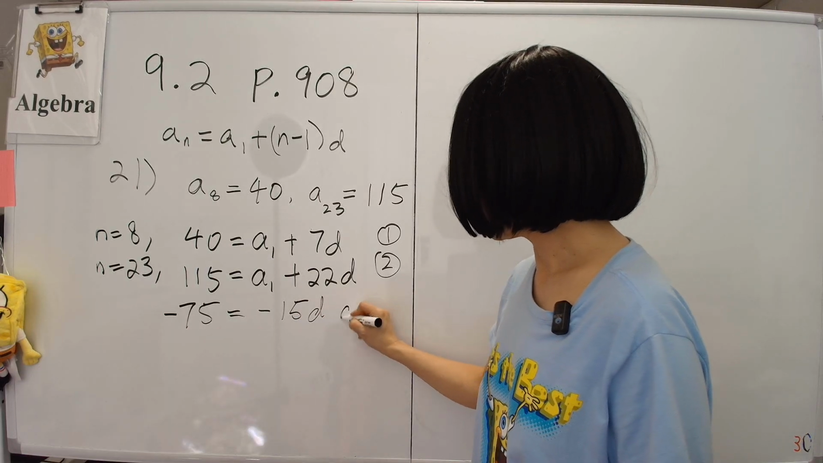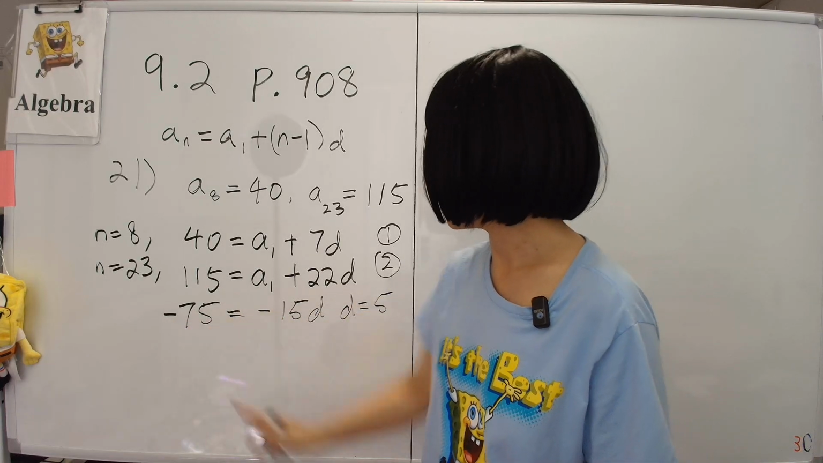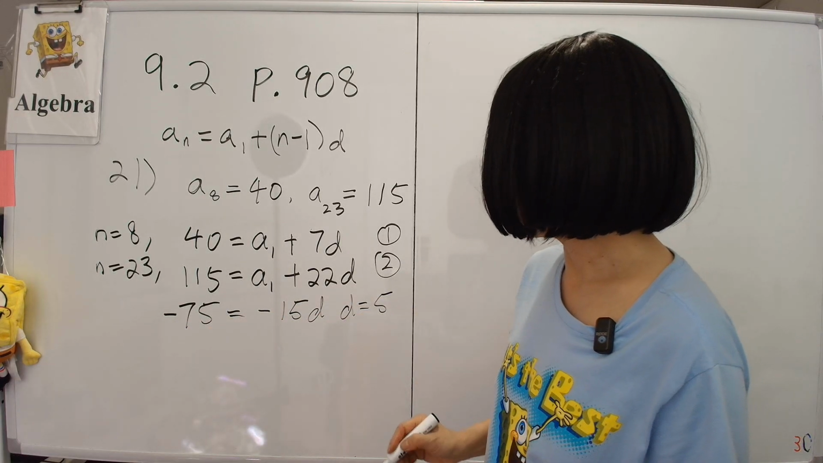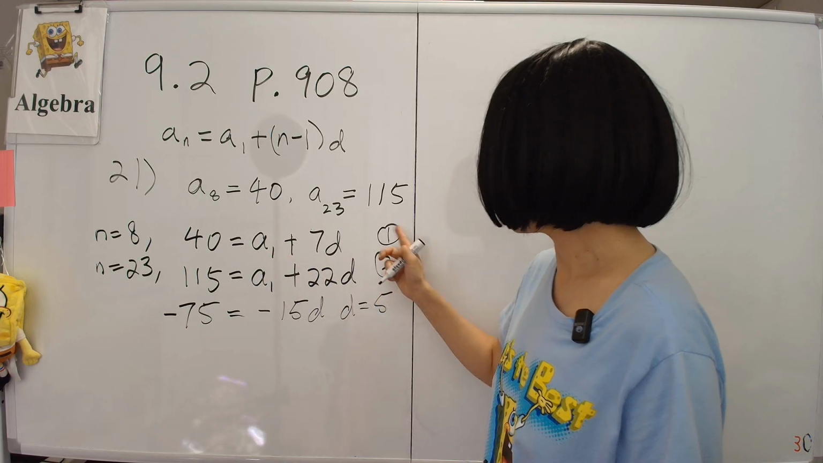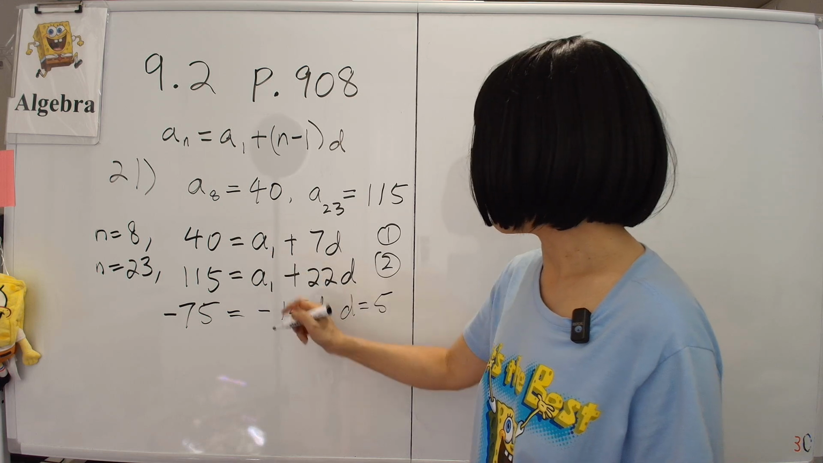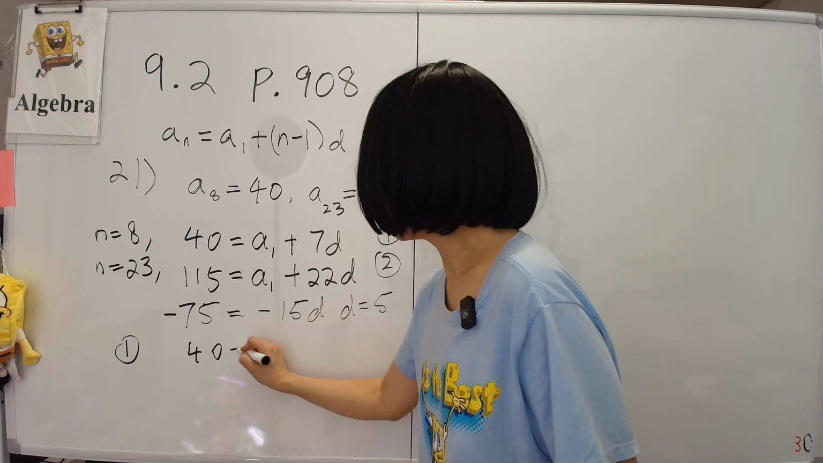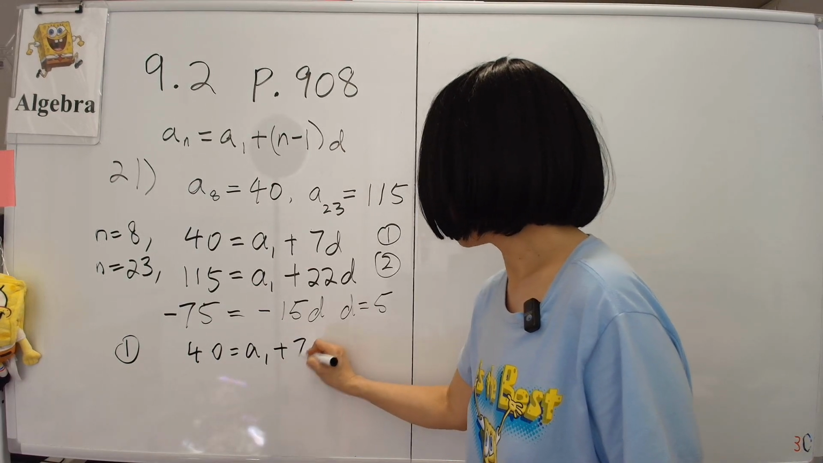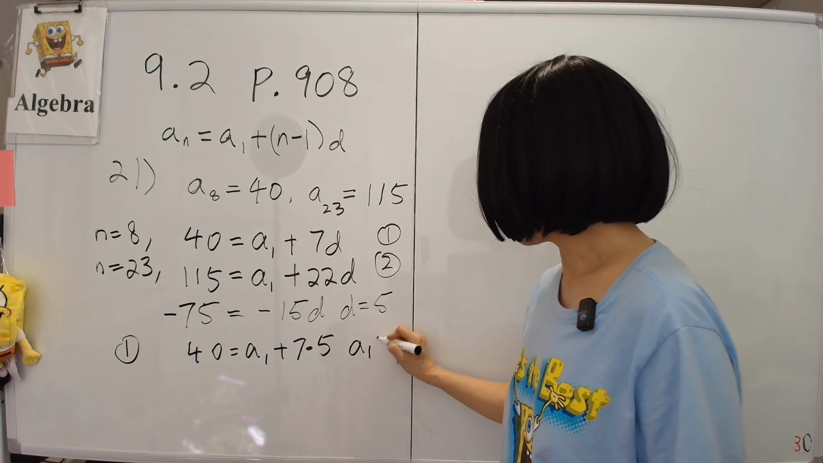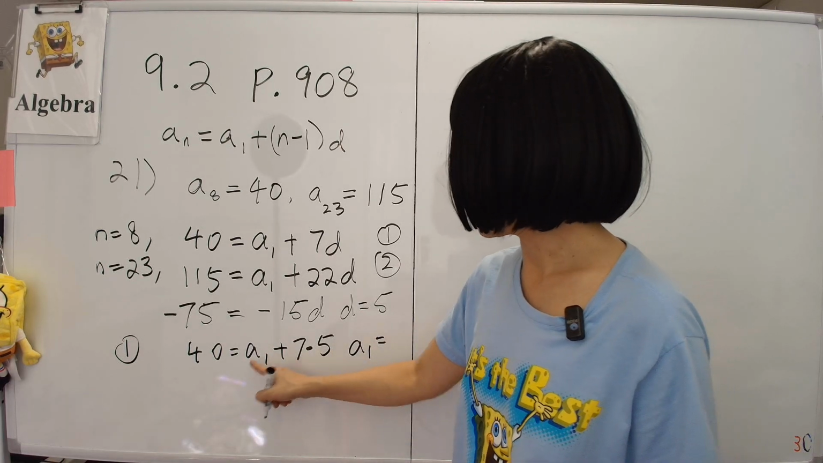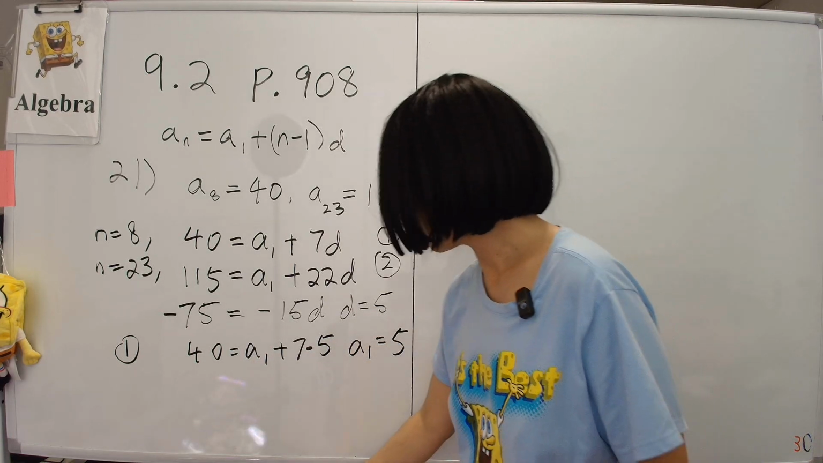That gives us d equals 5, because 5 times 15 is 75, taking care of the negative signs. So we got d equal to 5. We can plug it into equation 1 to figure out what a1 is. From equation 1, we get 40 equals a1 plus 7 times d, which is 5. So a1 would be 40 minus 35, so a1 should be 5. So a1 is 5, and d is 5, and that should be our answer.